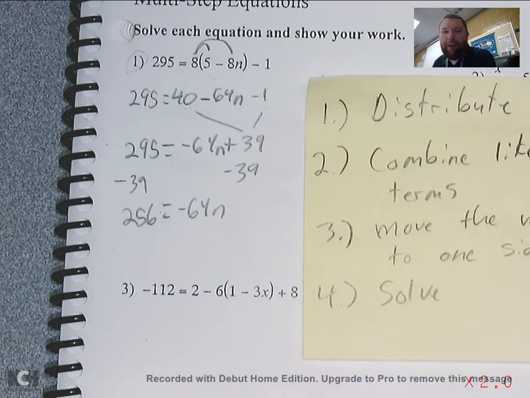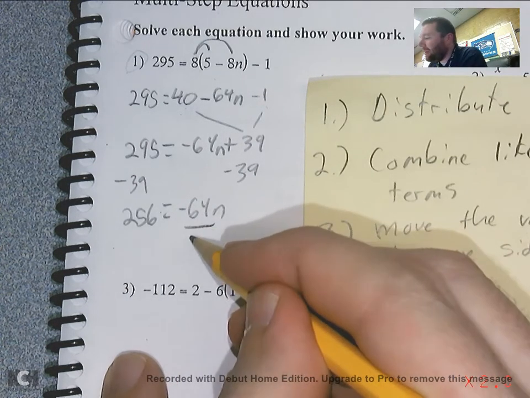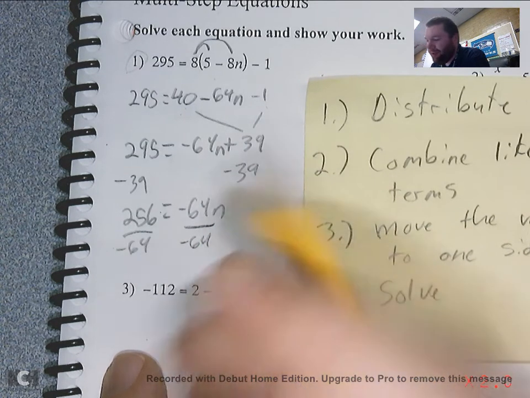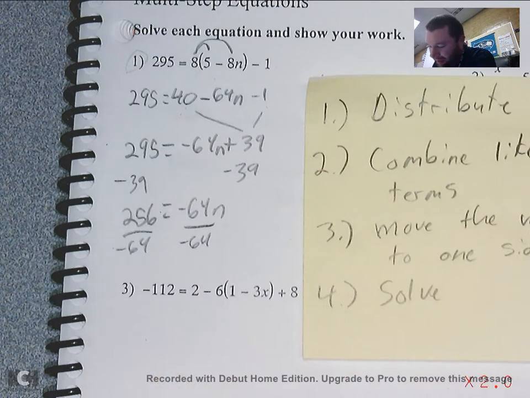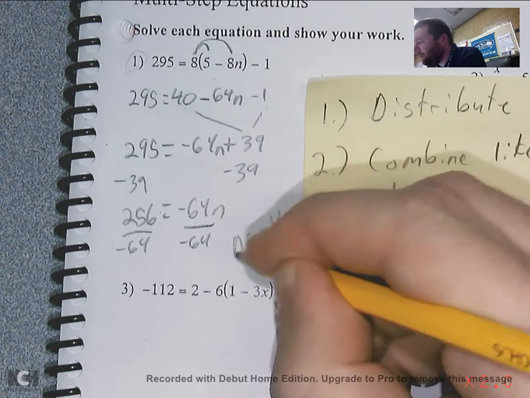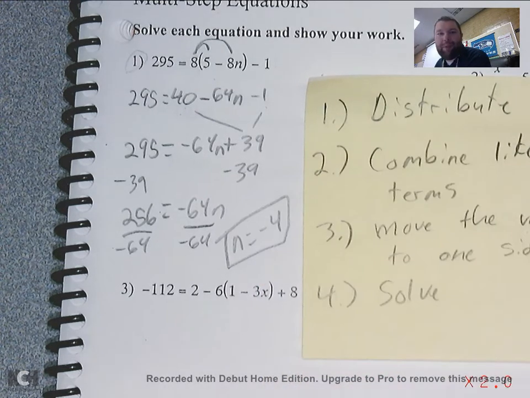Okay, then my last step is to get rid of that best friend by dividing, because it's multiplying, so you've got to divide it to each side. Divide by negative 64, and you're going to get n is equal to negative 4. And that would be your answer. Okay, not too tough, right? Distribute, combine like terms, and then party problem.